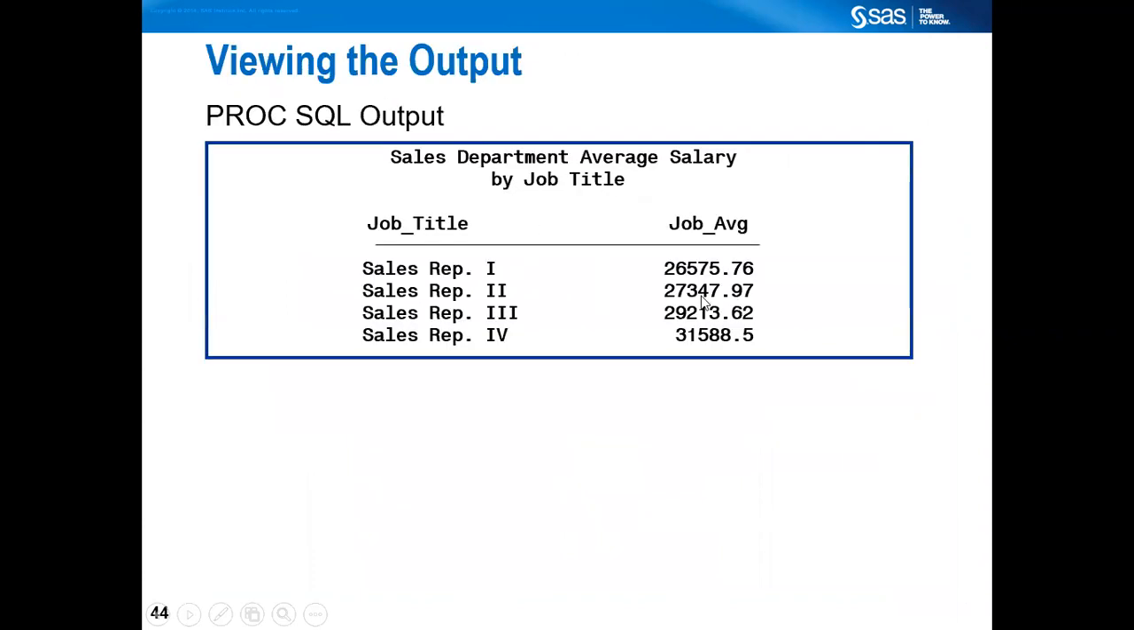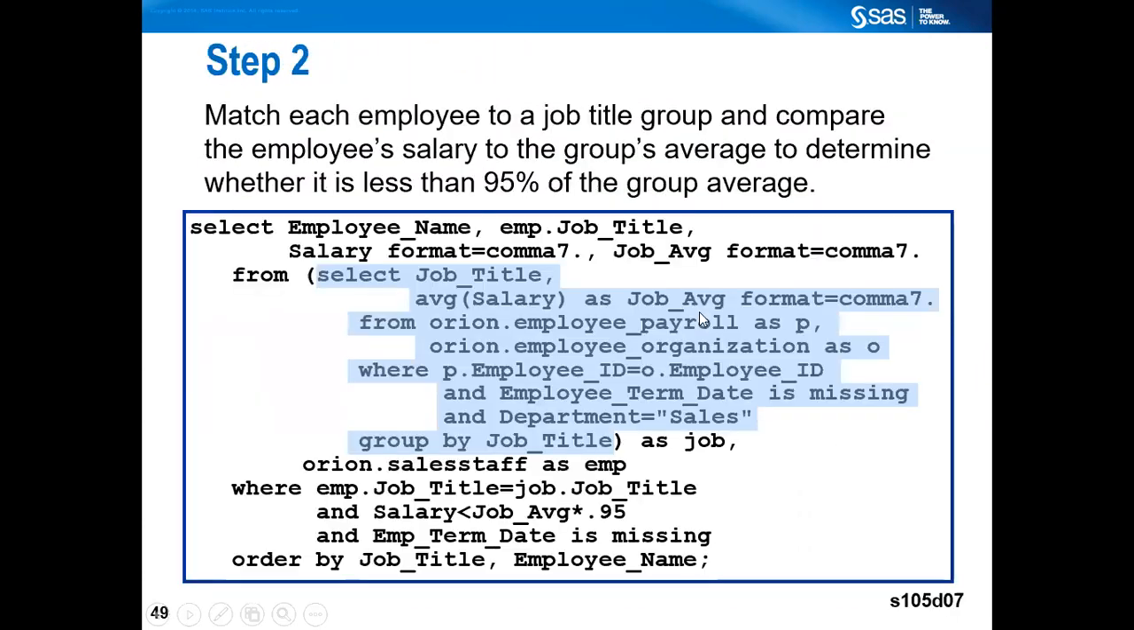And this result you will be comparing with your sales staff table, checking whether they are earning less than 0.95 times this average salary from this table. This job average is now available alongside sales staff, hence it's telling you your salary is less than your average salary times 95%. And you are working with only those employees whose term date is missing, that is active employees, who have not left the organization.